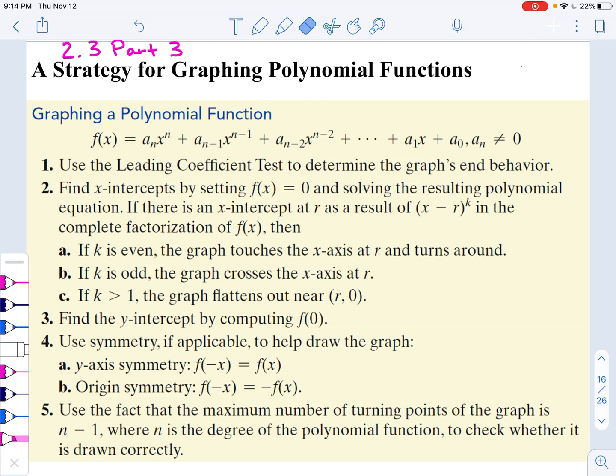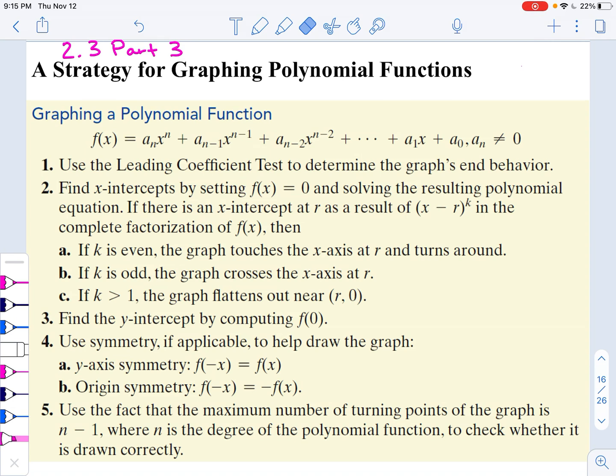Step number 2 says we're going to find the x-intercepts by setting f of x equal to 0 and solving the resulting polynomial equation. If there's an x-intercept at r as a result of x minus r to the k power in the complete factorization of f of x, then part A says if k is even, so if our power is even, the graph touches the x-axis at that point r and turns around. If k is odd, the graph crosses the x-axis at r. And then part C says if k is greater than 1, the graph flattens out near r comma 0.